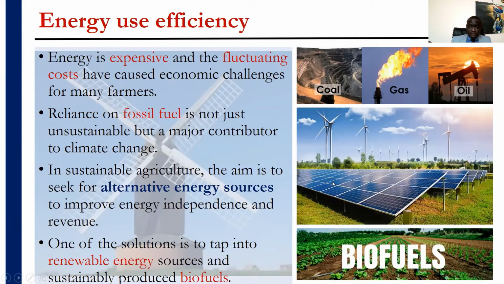And of course, there's also a possibility of using sustainably produced biofuel. This is something that has a huge potential, especially here in Africa and in Kenya particularly, but it has not really been taken very seriously, because we know there's canola now. Canola is oilseed rape, which is grown in most parts of Mount Kenya region.